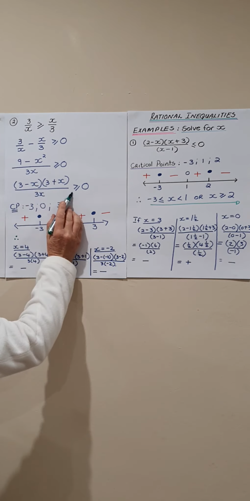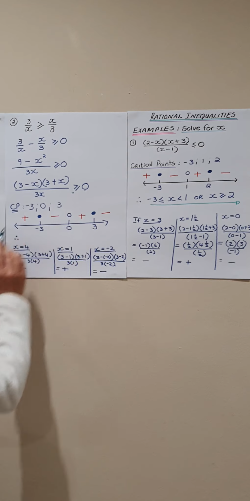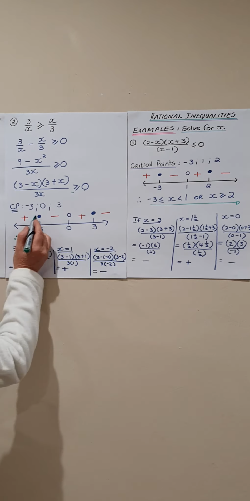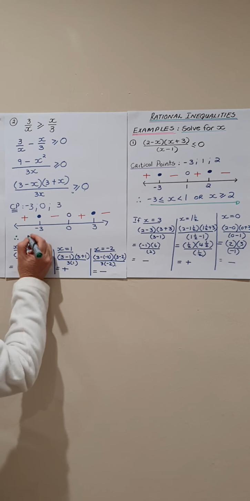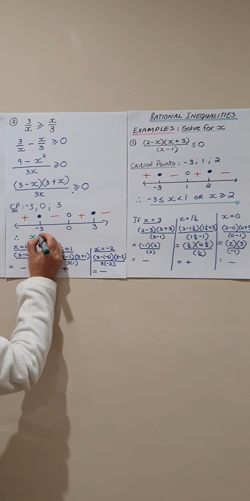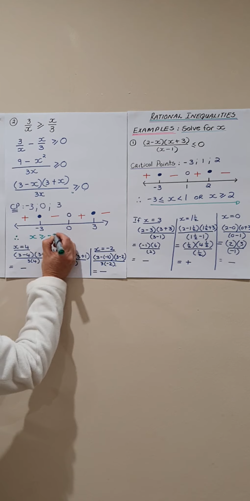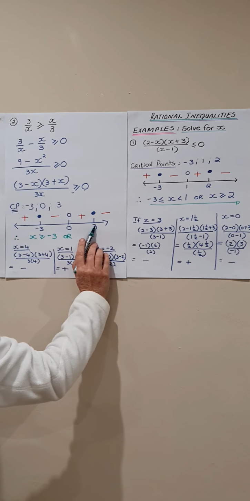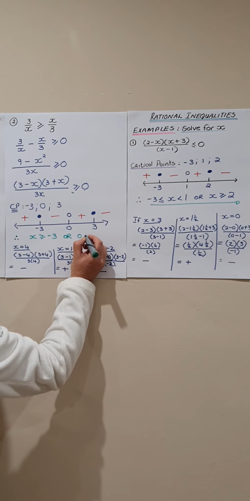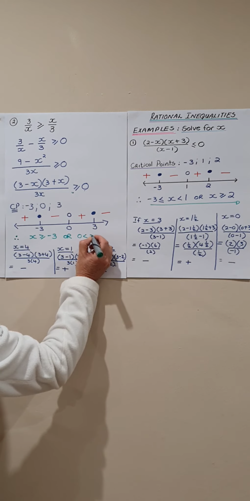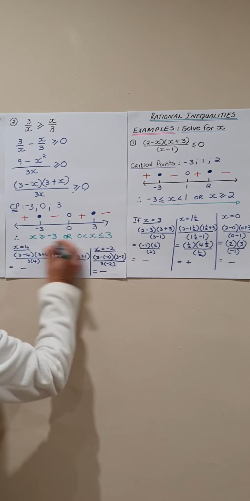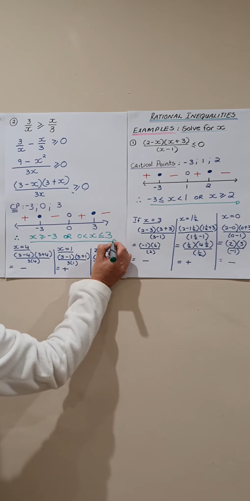So therefore my answer is going to be, now I said my question was, where is this fraction greater than or equal to 0? So in other words, I'm looking for my positive values. And my positive values are where x is less than or equal to negative 3, or it is here between 0 and 3. So x is greater than 0, or smaller than or equal to 3. And that is my solution.